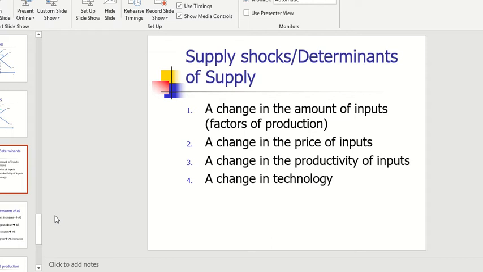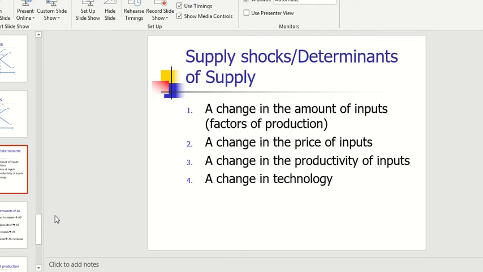Think about workers or labor. Think about capital goods, such as machinery, equipment, factory plants, office computers, and so on and so forth. Think about raw materials, metal, cotton, and so on and so forth. So inputs are resources that can be used to produce other goods.